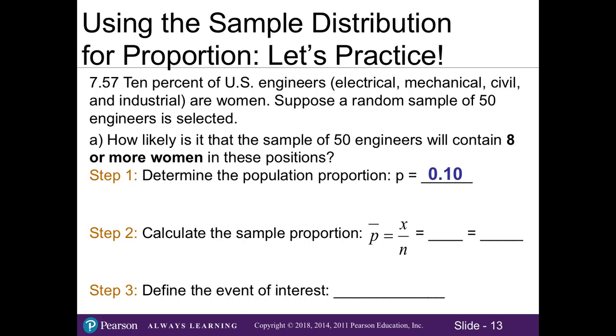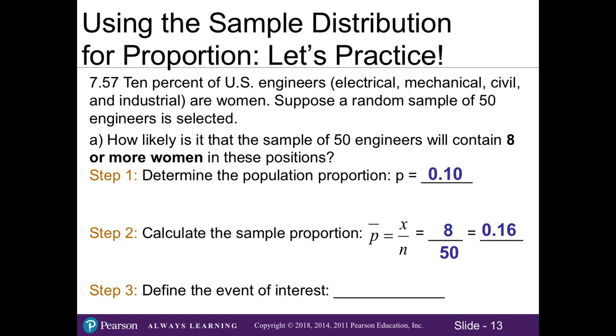In step 2, we need to calculate the sample proportion we're interested in studying. So that was given to us in part A in the question, where it asks how likely is it that the sample of 50 engineers will contain 8 or more women. So in this case, our attribute of interest is whether the engineer is a woman. So our X will be 8, and our N is our sample of 50. Thus, our sample proportion, when we take 8 divided by 50, is 0.16.